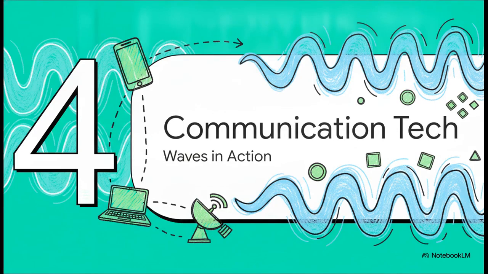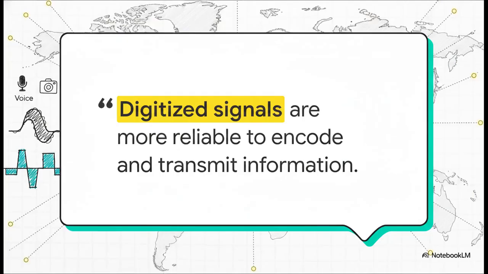Which brings us to Section 4, Waves in Communication Tech. Let's talk about the application here. Take a look at this key takeaway. Digitized signals are a more reliable way to encode and transmit information than analog signals. But what does that actually mean for us? It means that by translating complex information, like your voice on a call or a streaming video, into digital wave pulses, we can send that data across the entire globe with 0 loss in quality. It's an absolute game changer.